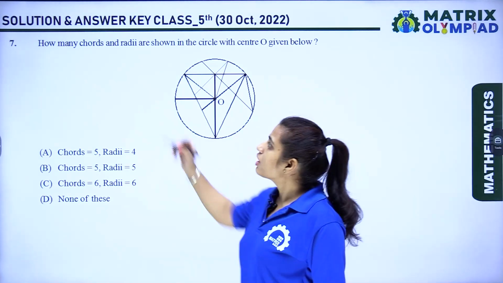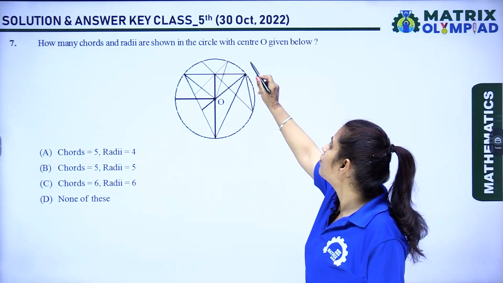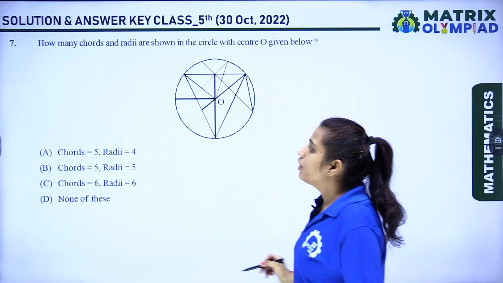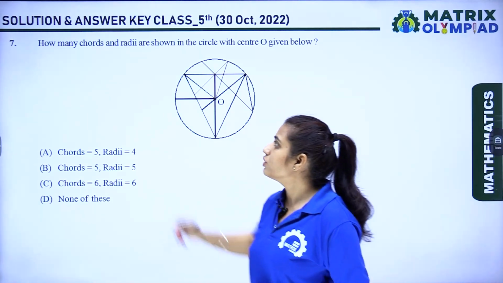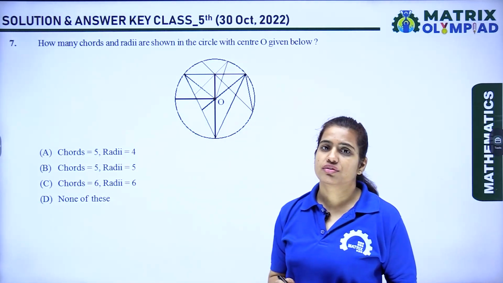Question number 7 is, how many chords and radii are shown in the circle with center O given below? Now we are given the figure, and in this figure we have to find out how many chords and radii are there in the figure.